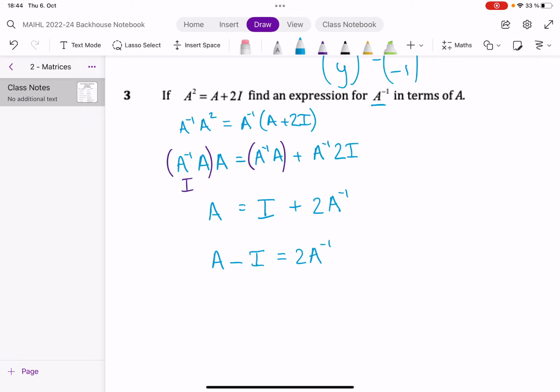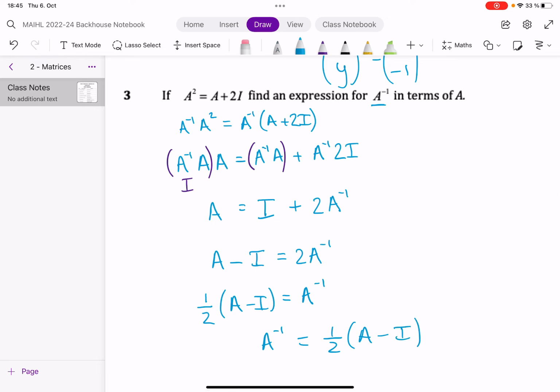If we've got x minus 1, you can't get rid of 1. If you've got x times 1, you can. So A minus I, I'm going to keep that there. And then I just want to get rid of the 2. So I could do a half to both sides. Okay, so now I have an expression for my inverse. I'm going to write it out the right way around now.